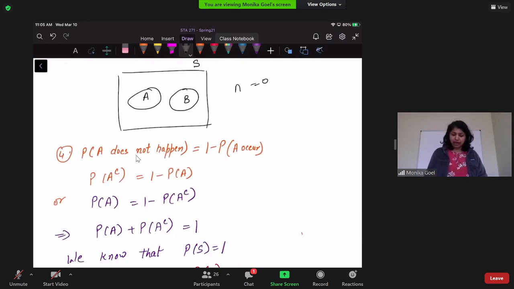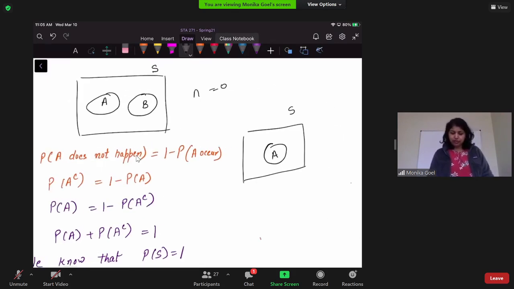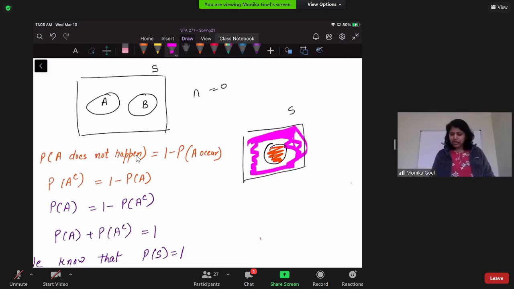And this is the fourth rule we talked about, that the probability of A not happening is 1 minus the probability of A happening. So if this is my sample space, that's my probability of A. And if I'm saying the probability of A happens, I'm talking about this whole part. And anything outside this is not A, other than A. So we call it A complement. So whatever is outside A in the sample space is the complement of A. So A and A complement, when you add these two, it gives us the sample space.